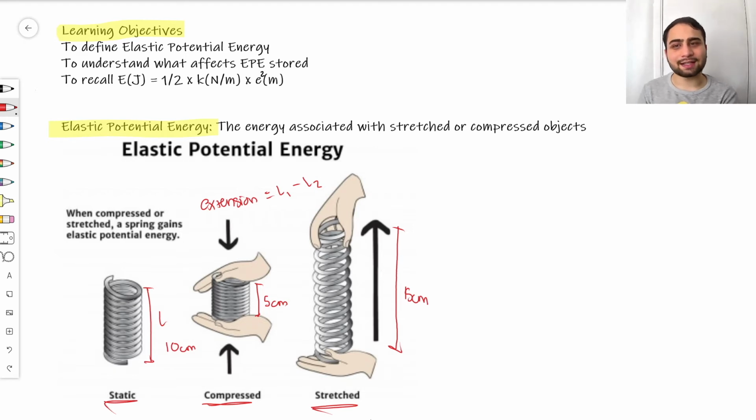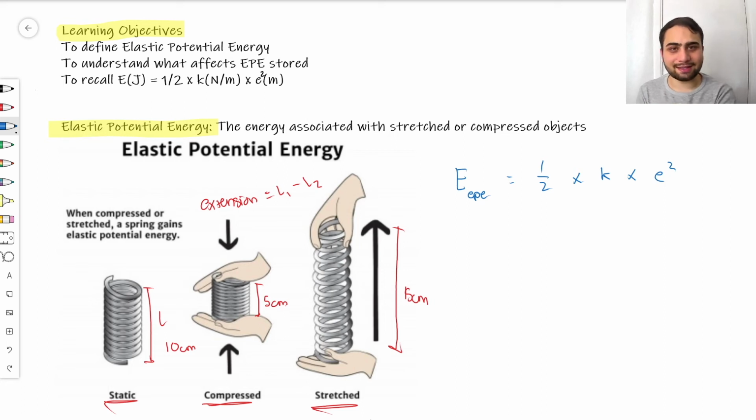Now you understand that elastic potential energy is nothing but the energy associated with either stretched or compressed objects, usually springs. Now let's have a look at its equation. So we have E, elastic potential energy, is equal to a half, that's just a number, multiplied by k, which is something called the spring constant. This tells you how stiff the spring is. If you have a very thick spring, it's going to have a very high spring constant, which tells you that a huge amount of force is required to stretch the spring itself. And then we have e squared, which is our extension squared.